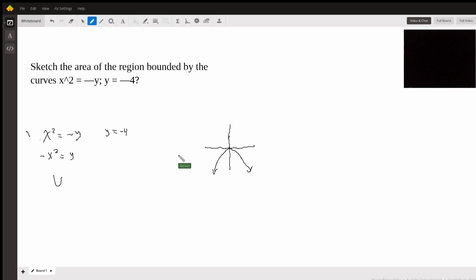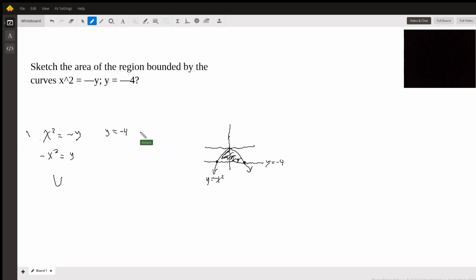And then the graph of y equals negative 4 would just be this line here. Now, as I said, you're working your way up to calculating the area of this shaded region between these two curves, y equals negative x squared and y equals negative 4. So you want to get the points of intersection. You're going to need these 2 points in order to find the area. So we're just going to find these 2 points and then we'll call it a day.